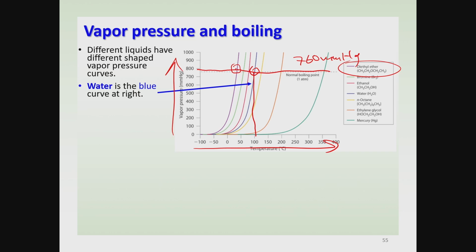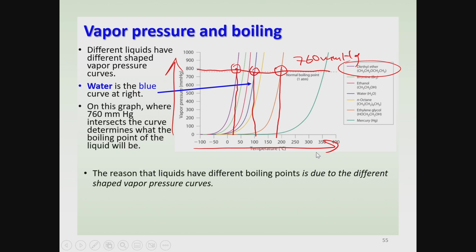And so we can see diethyl ether really kind of boils around room temperature, okay? But then there are liquids that boil at higher temperatures. So for example, you probably have heard of antifreeze, which is called ethylene glycol. That's this orange curve here I'm pointing to. And so the orange curve here meets with atmospheric pressure at this temperature, which appears to be about 170 degrees Celsius. So it boils higher than water.